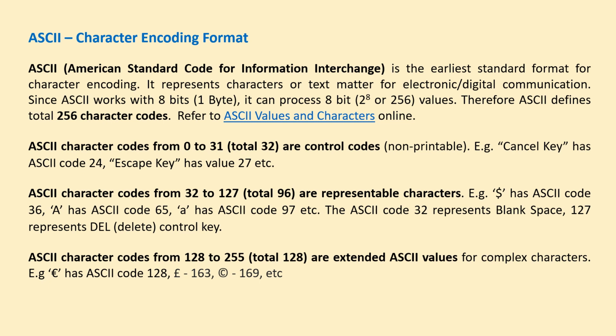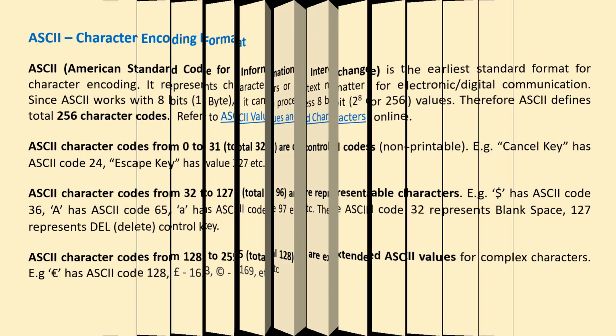ASCII character codes from 128 to 255, total 128, are extended ASCII values for complex characters. For example, the euro symbol has ASCII code 128, British pound, 163, copyrights, 169, etc.